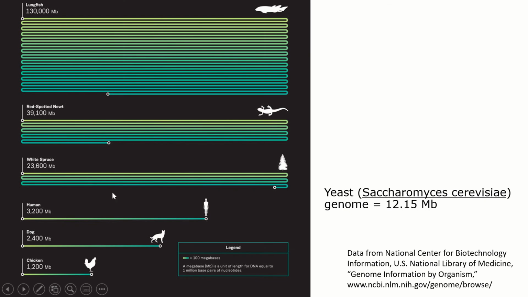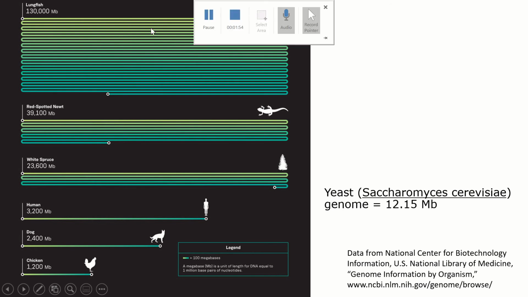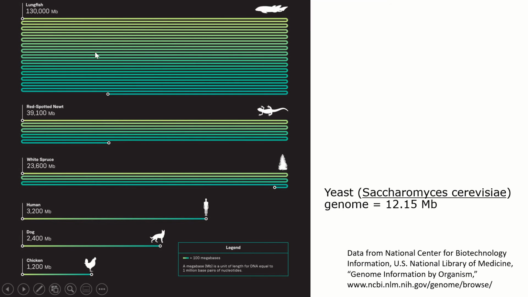And then they did some more research and they found that a white spruce tree has a genome of 23.6 billion, with a B, base pairs. A red spotted newt, which is an amphibian, 39.1 billion base pairs, and a lungfish. Lungfishes mostly haven't changed a lot since some of the first fish that walked on land. Lungfish have, as it sounds, gills and lungs, and they can breathe air. They have a genome that is 130 billion base pairs, or 130,000 million base pairs.